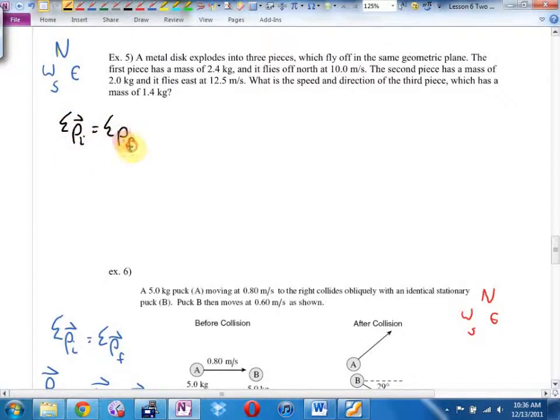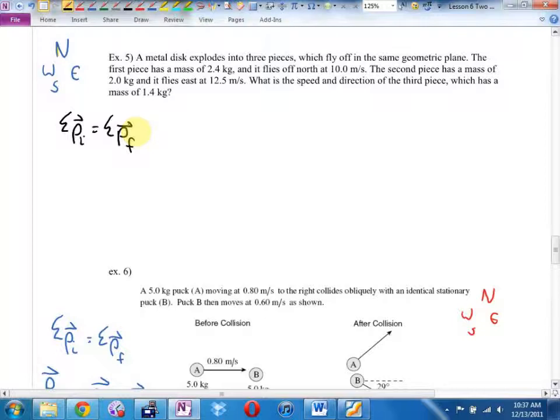Before the explosion, what was the momentum of the metal disc? It's a trick question meant to be really obvious. Brett. Zero. So you know what the final momentum has to be? Zero. Now, we're going to put zero for the first, before.